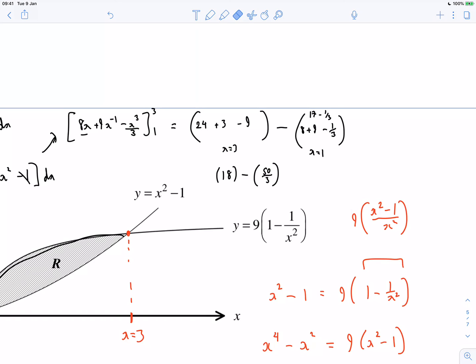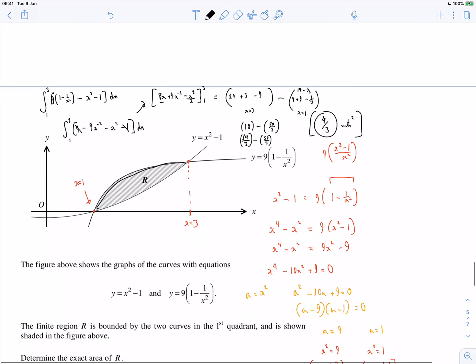Yeah, 8 plus 9 is 17. 17 times 3 is definitely 51. Okay, so 18 minus 50 over 3 is actually 48. Oh, geez, silly boy. That's 54 over 3. So 54 over 3 minus 50 over 3 is 4 thirds. So the answer is 4 thirds. It's 4 thirds units squared.